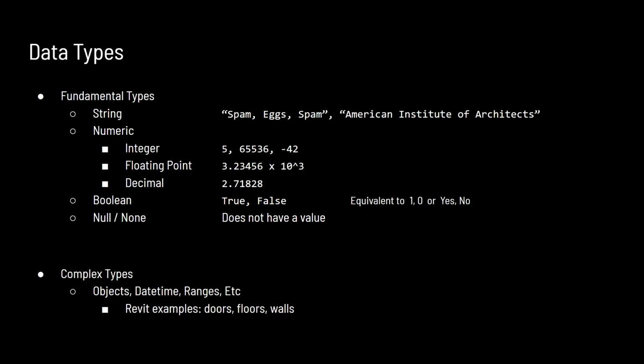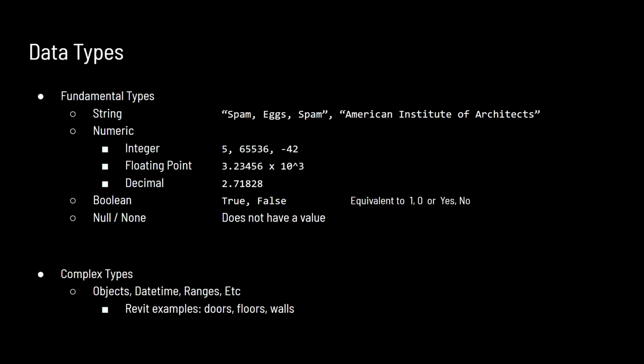Boolean values, which is based on Boolean logic, is just true and false. That is the fundamental building block underneath all computer programming. It's just true and false, which is the equivalent to a 1 or a 0 if you ever hear about binary code, or yes and no answers. And there's also a value called null or none. If you don't account for not having a data value for certain things, it can cause problems.